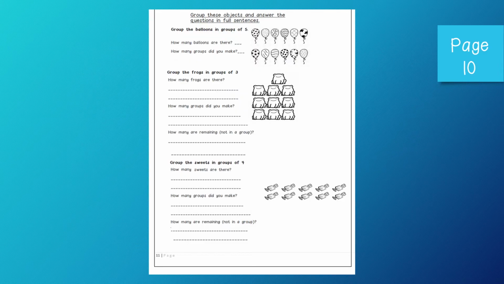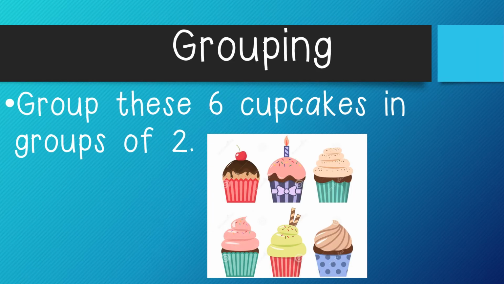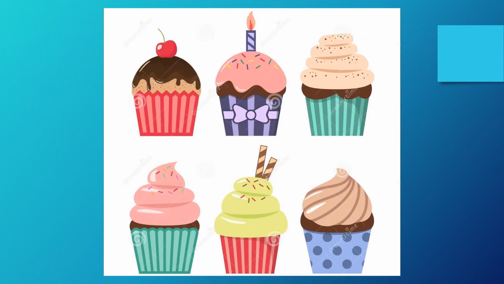Now on page 10, we have grouping, just like last week. Let's do an example together. Group these 6 cupcakes in groups of 2. So here are my 6 cupcakes, and now I want to group them in groups of 2. So it's very simple. All I need to do is count 2.